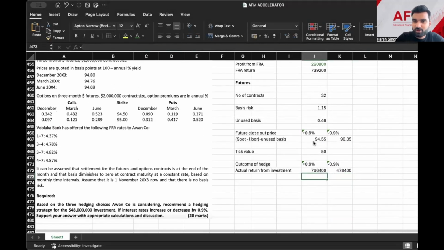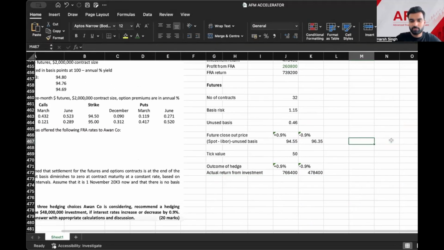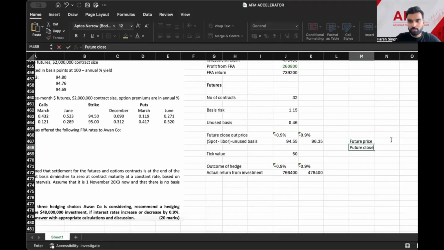478,400. Since we have already solved FRA, it made things a little easier for me. Okay. Now we have to find out gain or loss due to FRA. Correct. So for that, I'll do one thing. I'll put down over here future price, future closeout price. Okay?